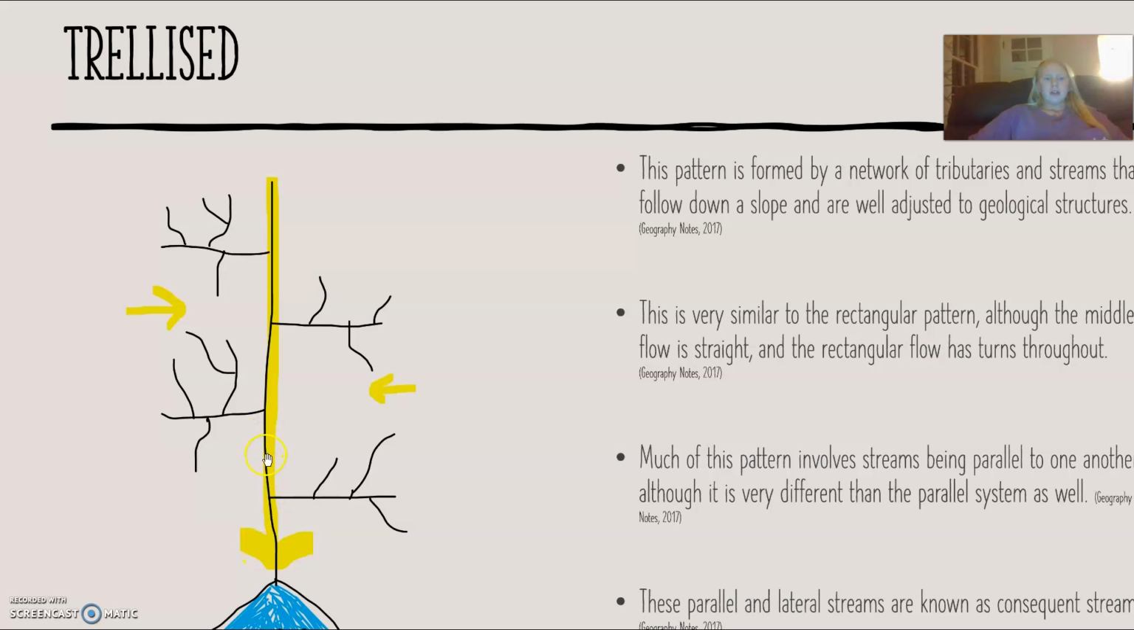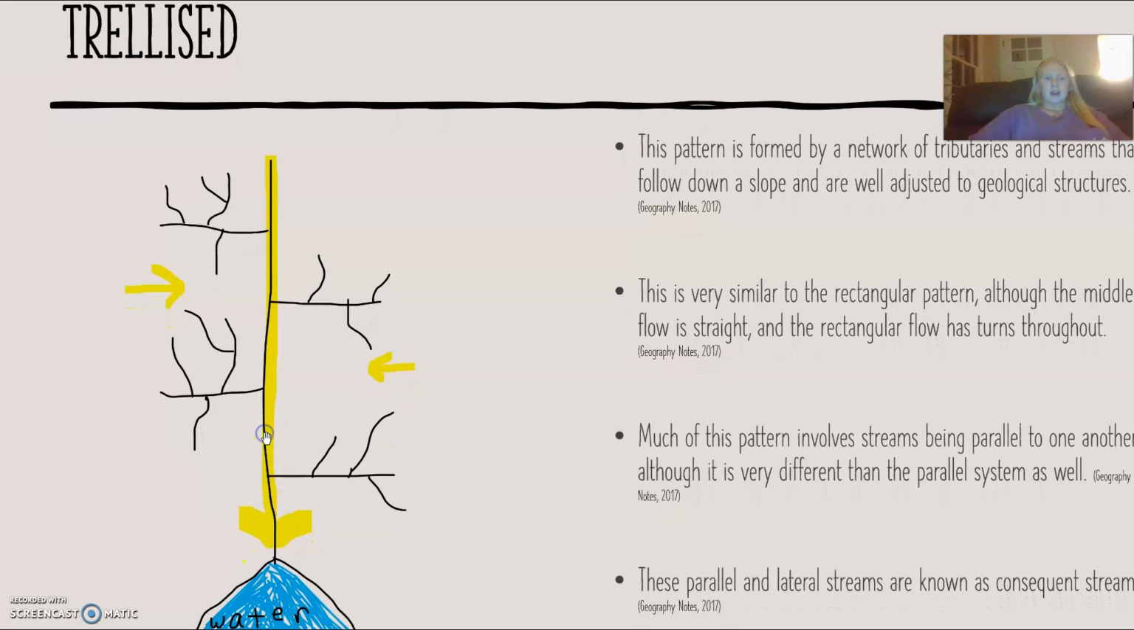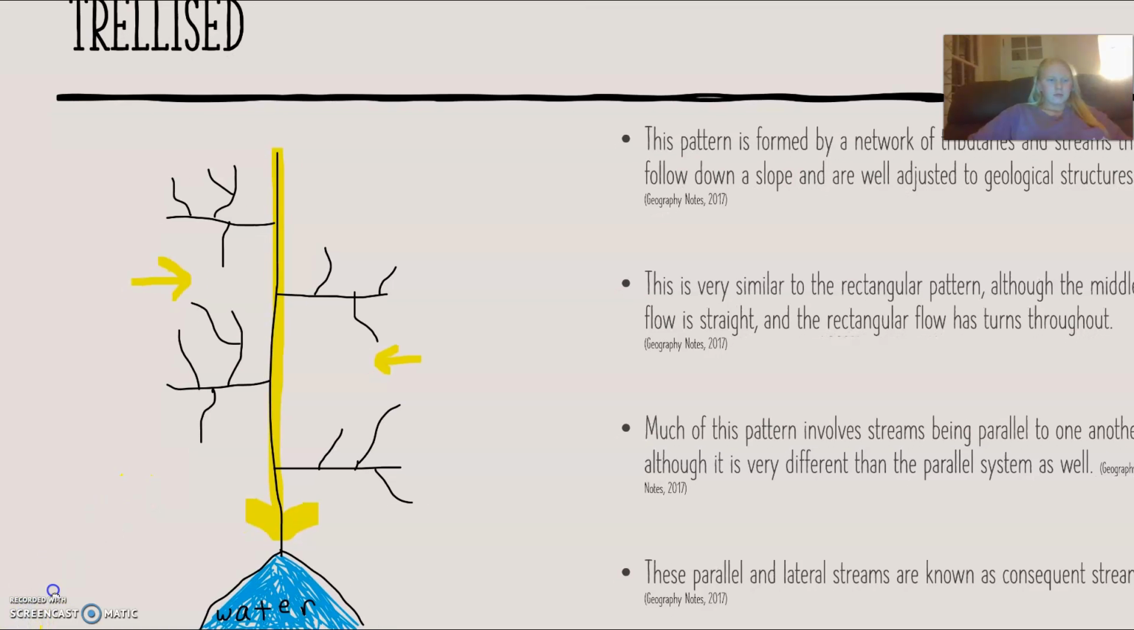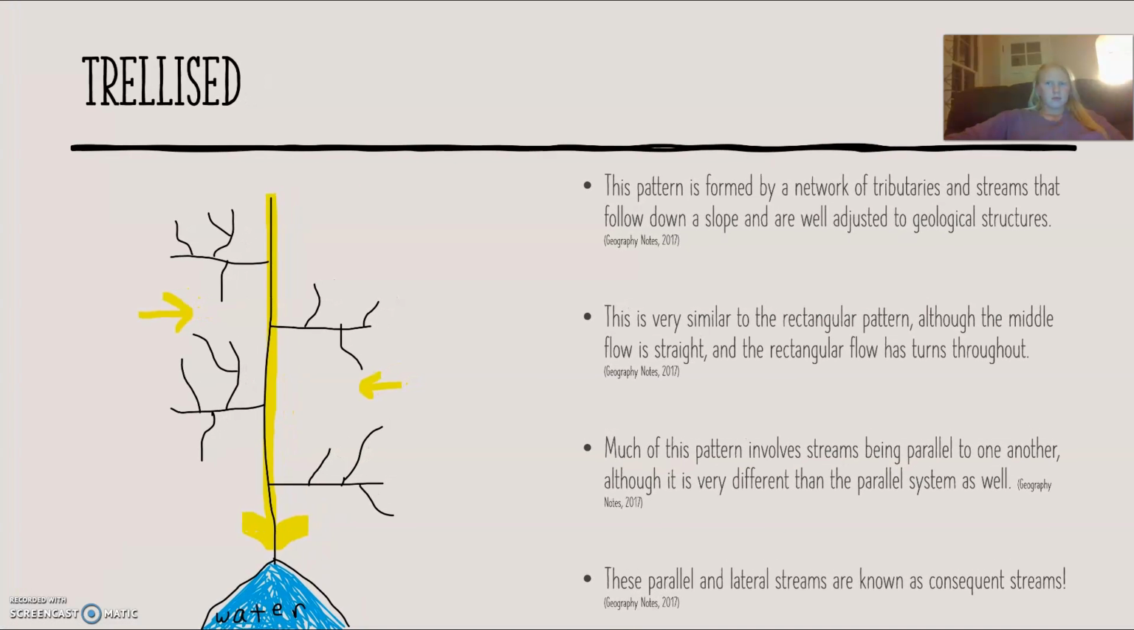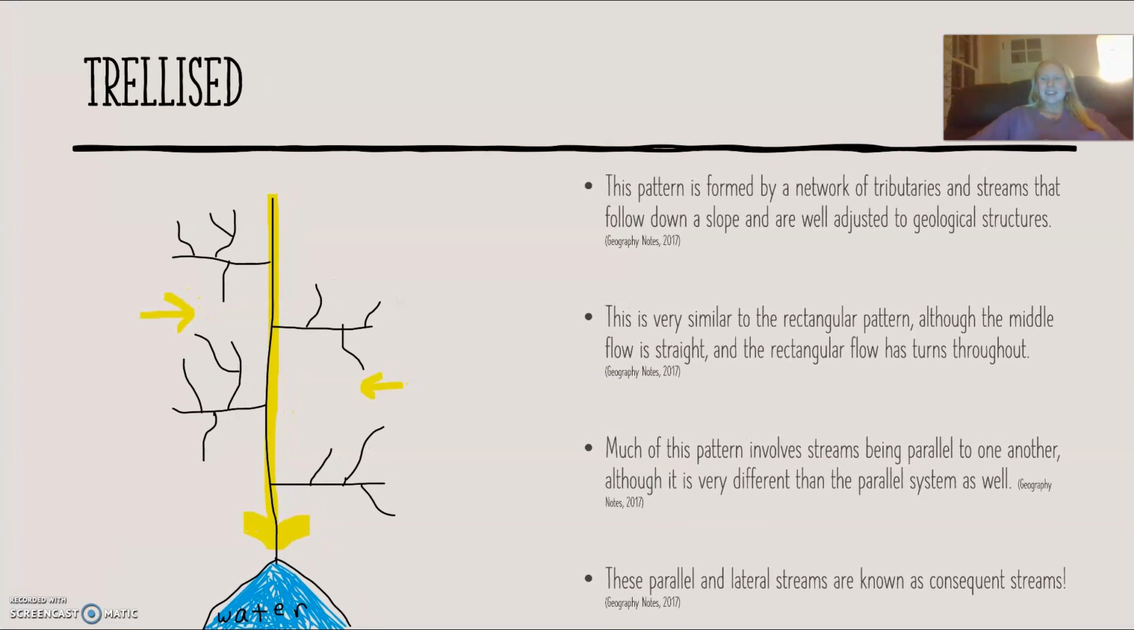Now, if you remember, the rectangular pattern had 90-degree angles throughout the middle flow area. This one is straight all the way down.